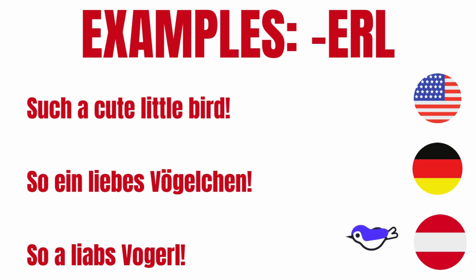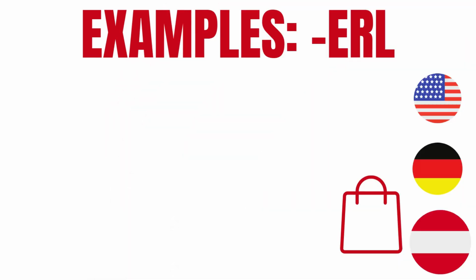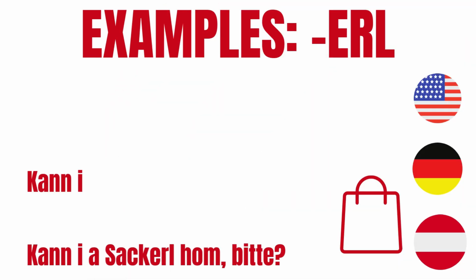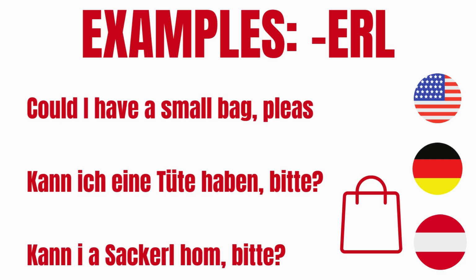So ein liebes Vogerl. The second example: Kann ich ein Sackerl haben, bitte? Kann ich eine Tüte haben, bitte? Could I have a small bag, please? Kann ich ein Sackerl haben, bitte?